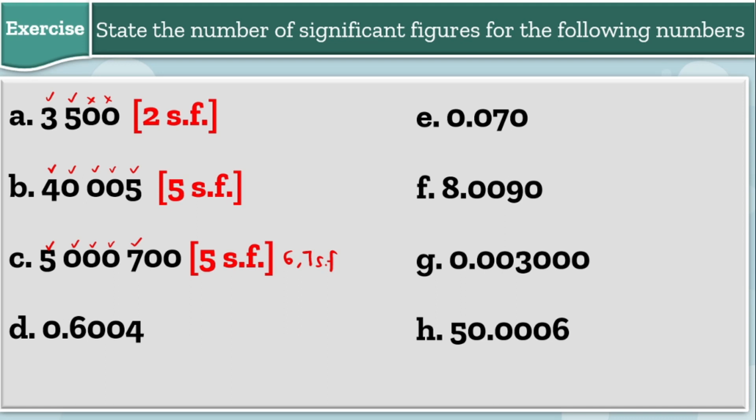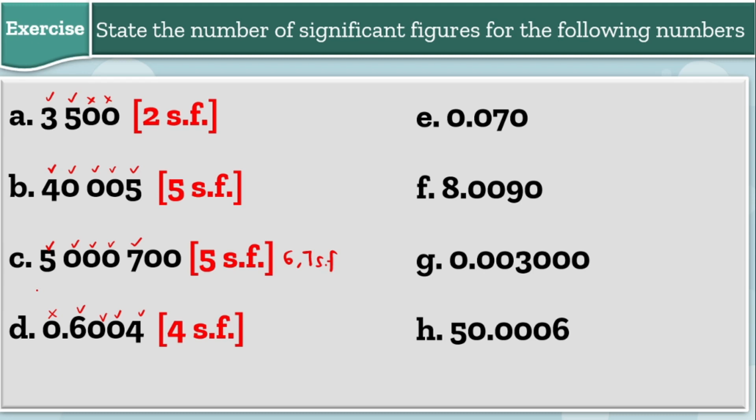Look at the D, 0.6004. There are 1, 2, 3 and 4 significant figures. This is the zero before the first non-zero digit, so it is not counted. There are 4 significant figures.